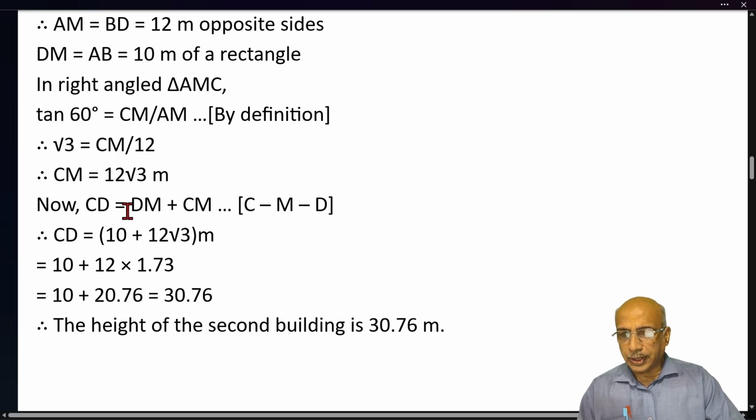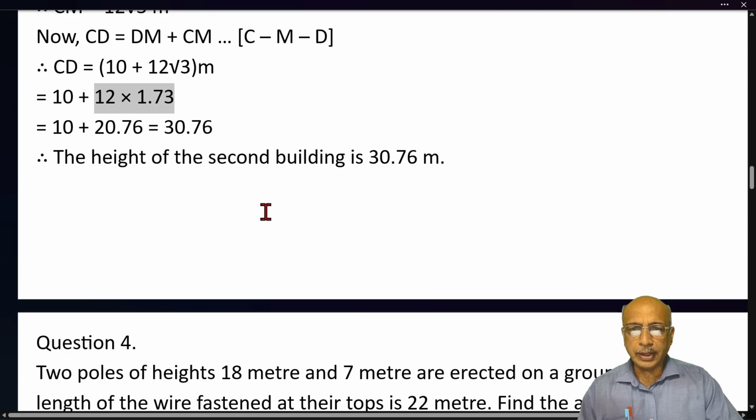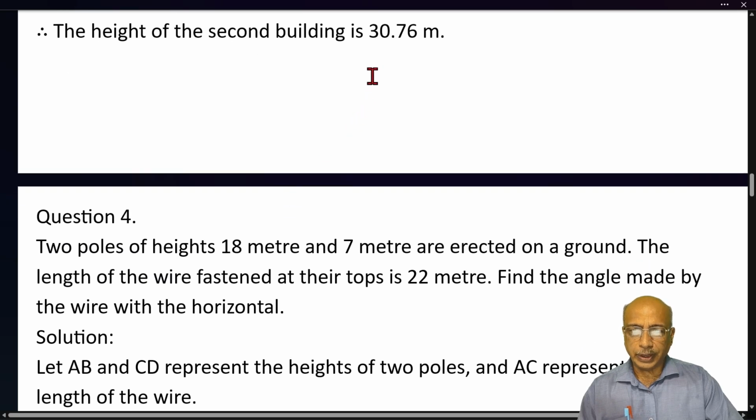Now, CD equals DM plus CM by segment addition property. DM we have seen above, it is 10, and CM we have calculated here, 12 root 3. So CD will be 10 plus 12 into 1.73. Apply BODMAS rule. First you will simplify this. 12 into 1.73 will come to 20.76, plus 10 equals 30.76. The height of the second building is 30.76 meter.